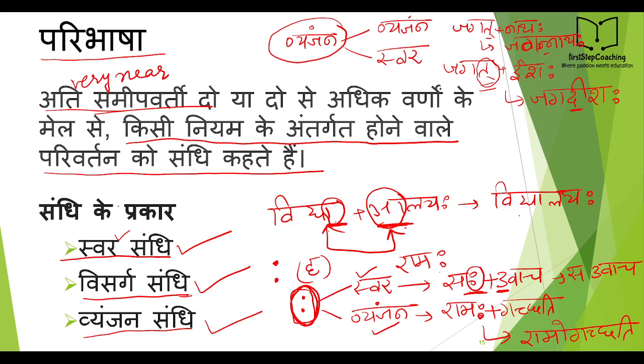I hope the different types of Sandhi, Swar Sandhi, Visarg Sandhi, and Vyanjan Sandhi are clear. We will do in detail all the rules and all the sub parts of Swar Sandhi, Visarg Sandhi, and Vyanjan Sandhi in the coming videos. For the time being, I just wanted to explain what is Sandhi, what is Sanyog, what are the different types of changes we can get while doing the Sandhi, and what are the different types of Sandhi. They are three types: Swar Sandhi, Visarg Sandhi, and Vyanjan Sandhi.